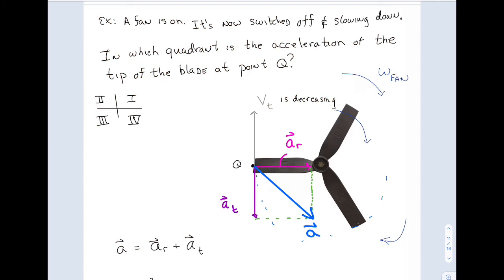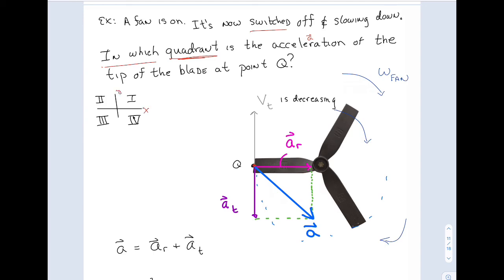Okay, so let's say I have a fan. Let's say the fan is on, it's rotating in this direction. And let's say it's switched off and it's slowing down, it's coming to rest. While it's slowing down, in which quadrant is the acceleration of the tip of the blade at point Q? So here's point Q. I wanna know what's the direction of the acceleration, and acceleration is A with an arrow.